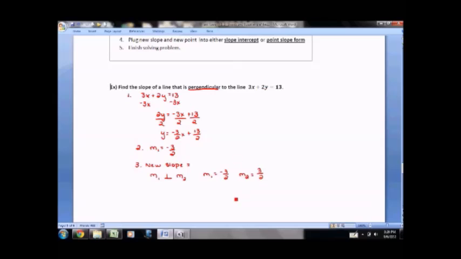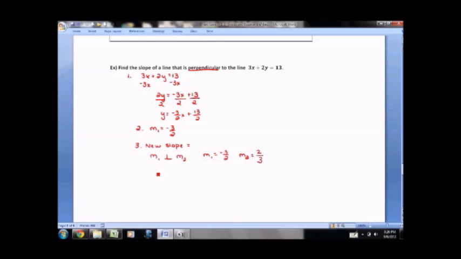Switch your fraction, or sorry, positive 2 over 3. You're going to switch your fraction, so it's 2 over 3, and switch your sign. So that means you're going to switch it from a negative to a positive. Now, how can we prove that this is true?